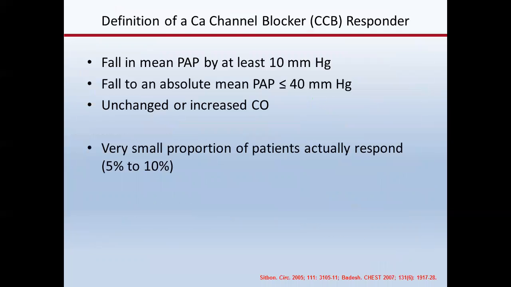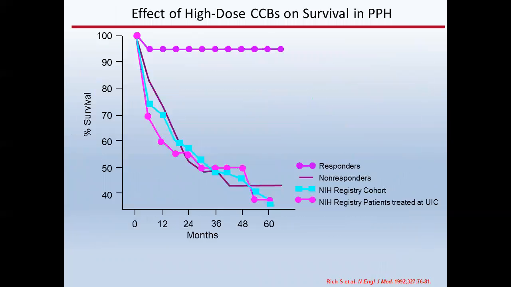Here's the data. This is from 1994. Patients were given calcium channel blockers, and they observed whether their pressure comes down acutely. If their pressure comes down acutely, they were given calcium channel blockers. If not, they are treated conventionally. Patients treated with calcium channel blockers at 5 years, their survival is 92%. If you don't respond and you're treated with conventional therapies, their survival is close to 35%.